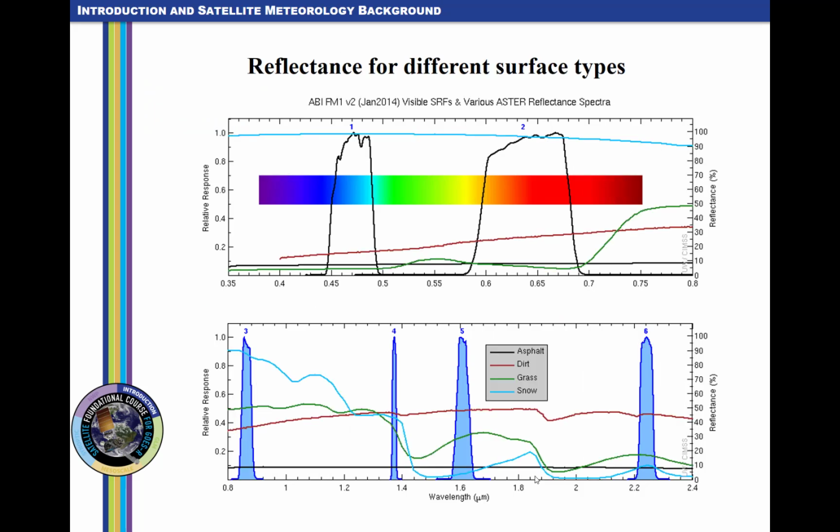Reflectance changes as a function of wavelength and surface type. That complicates aerosol detection over land. Are reflectance differences being driven by surface type or by aerosol? Aerosol detection over water is more straightforward.